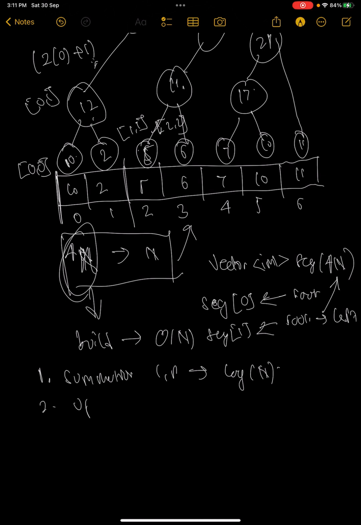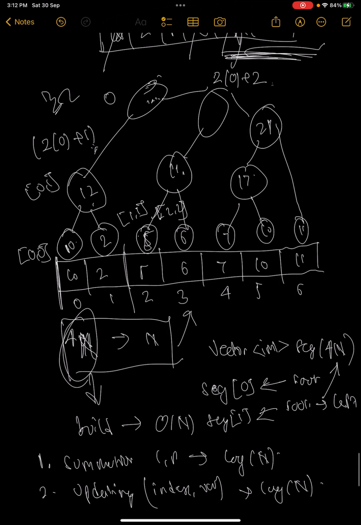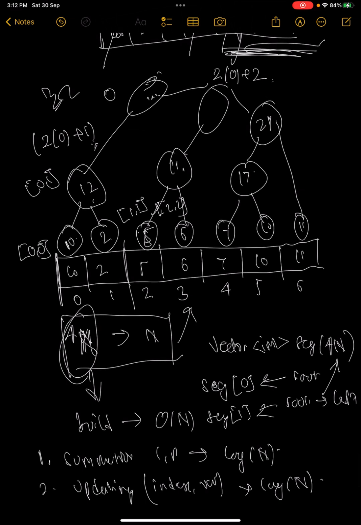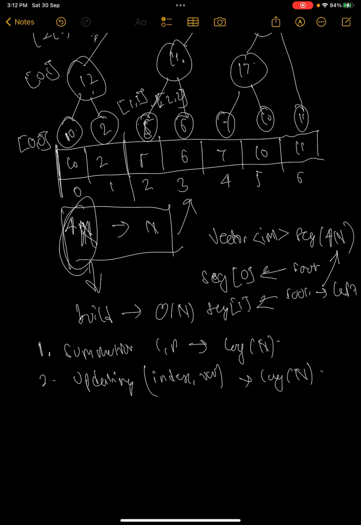And whenever we are updating an index with a value, it is also logarithm of n, because it is actually a balanced tree, you can say. Not exactly balanced, but approximately we can say it is a balanced tree. So both operations can be done in logarithm of n time. So the total time complexity would be first order of n for building the tree, then for q queries it will be logarithmic of n plus logarithmic of n.